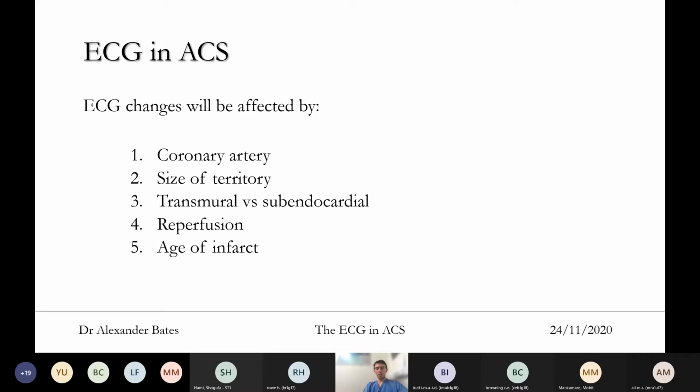And your ECG changes that you will see are affected by a number of things. Firstly, the coronary artery that is affected, and we'll come on to that in terms of the different anatomy of the coronary arteries and where you'll see that in your ECG. The size of the territory, of course, the larger the worse.